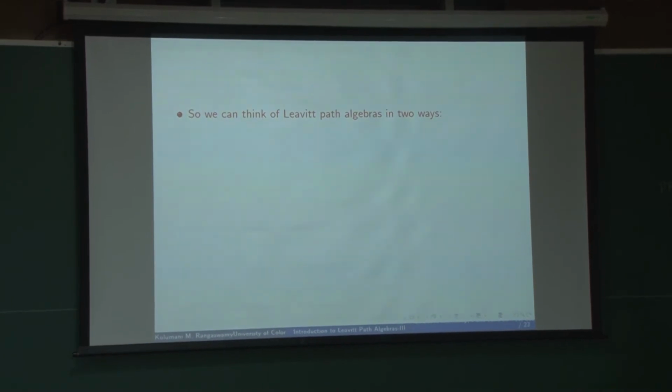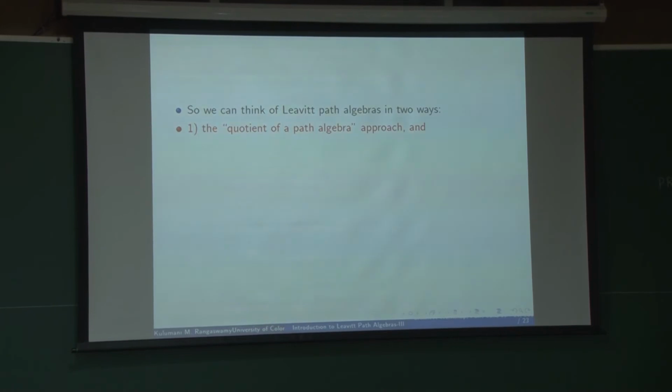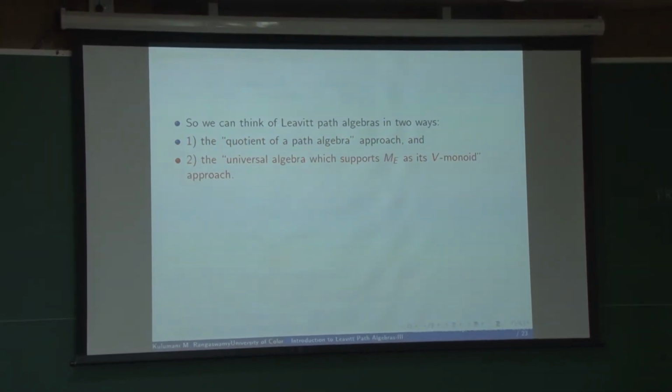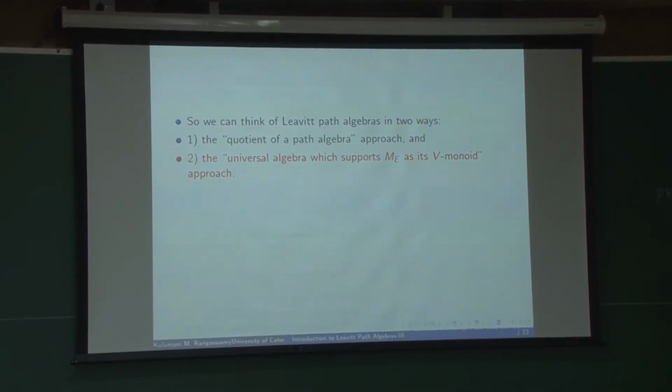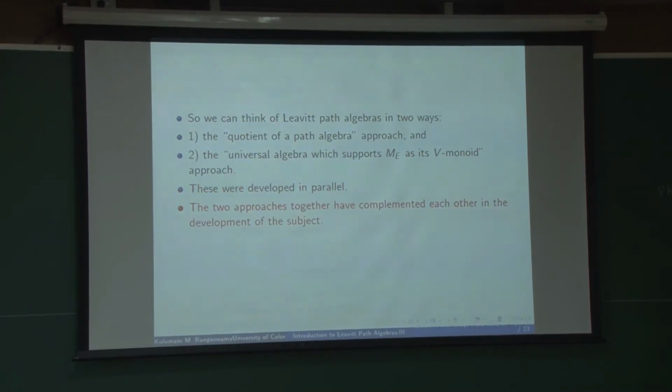So we can think of Leavitt path algebra in two ways. One as a quotient of a path algebra. The other way is this way: the universal algebra which supports M_E as a V monoid. For these, the V monoid is isomorphic to M sub B here. Both these approaches are parallel, and certainly they complement each other in the investigation of Leavitt path algebras.